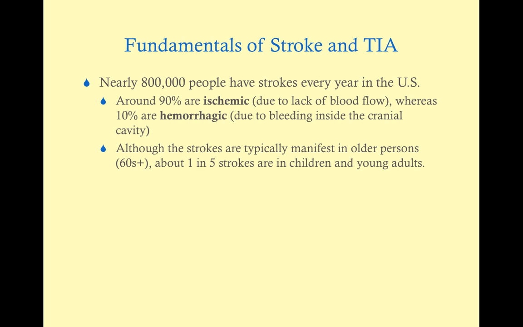Remember that there is a mnemonic for the people who are predisposed to berry aneurysms, and that's SHAME, S-H-A-M-E. S for smoking, H for hypertension, A for adult polycystic kidney disease, M for Marfan's, and E for Ehlers-Danlos.